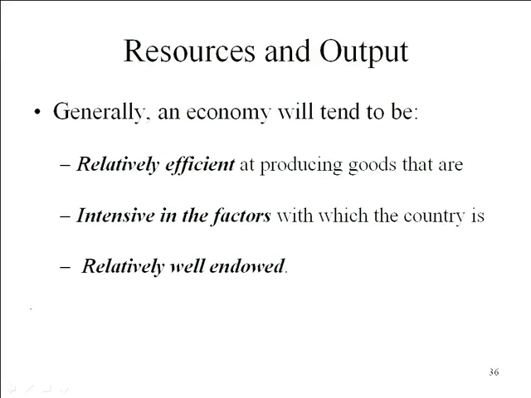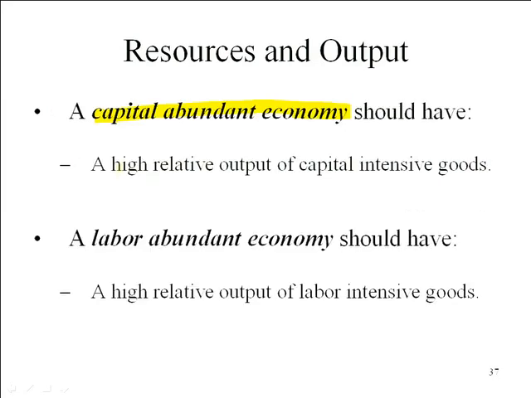So what we saw, in conclusion, is that an economy will be relatively efficient at producing those goods that intensively use the factors of production in which they have a lot. Another way of thinking about that is that a capital-abundant country should have a high relative output of capital-intensive goods. And a labor-abundant economy would be able to produce a large quantity of labor-intensive goods.